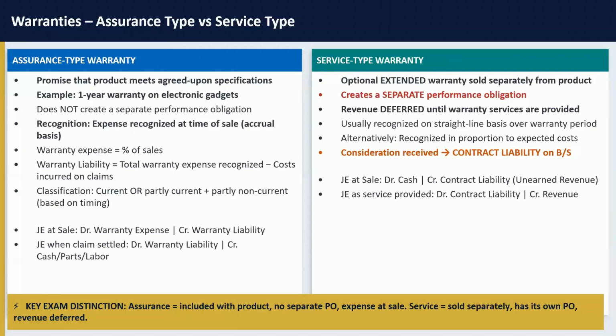Suppose I am purchasing only television for which he is giving us assurance type warranty, then there is no separate performance obligation. Only one television he is selling, only one performance obligation. Okay, that's why it doesn't create any separate performance obligation.